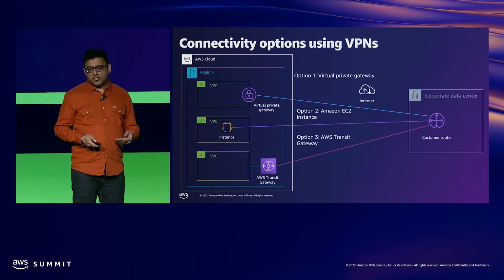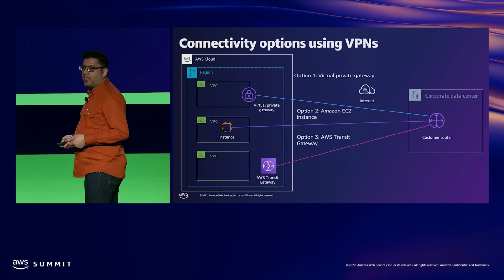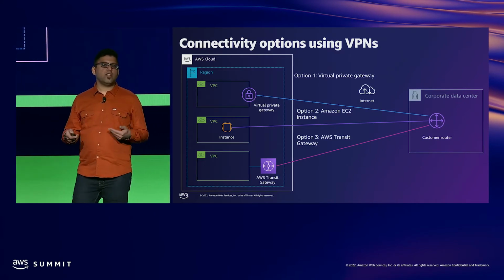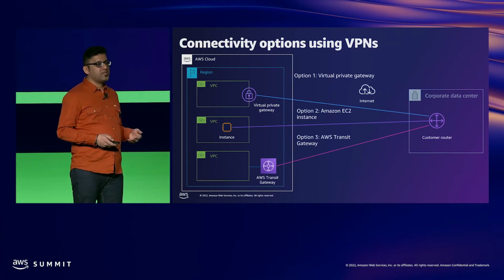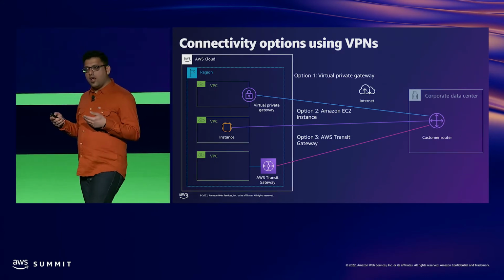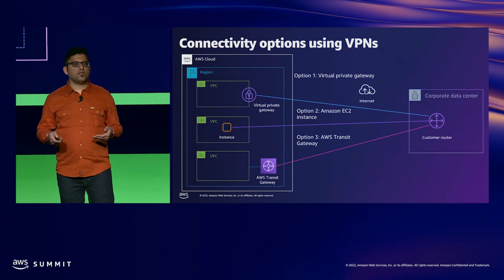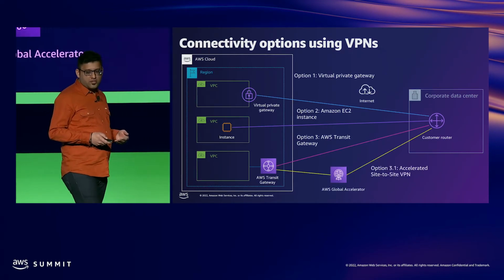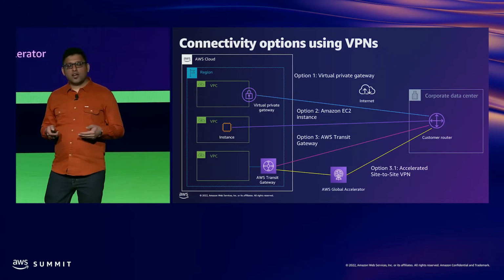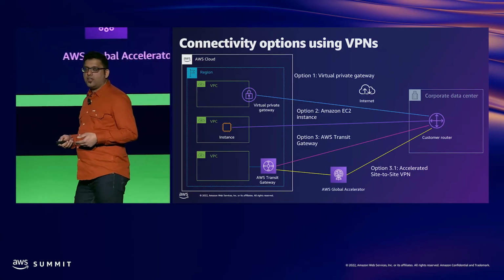The third option is to terminate the VPN connection on a transit gateway. And as Tom mentioned before, the transit gateway itself can connect to even thousands of VPCs. So you are simplifying your VPC to VPC as well as your VPC to on-premise connectivity in this option. And a slight modification of this option is to enable acceleration for site-to-site VPN connections that terminate on the transit gateway.